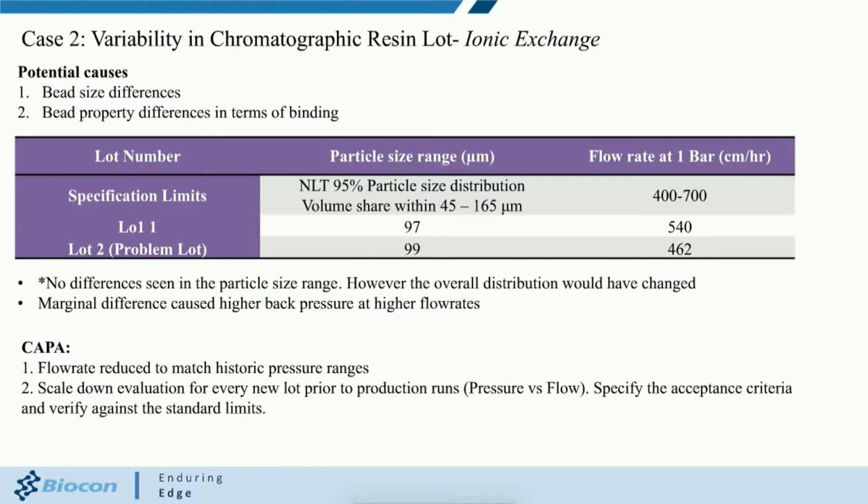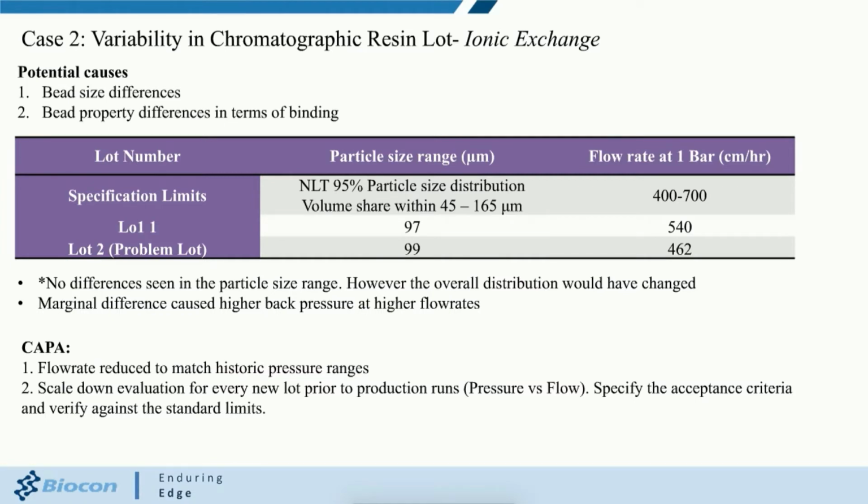When we looked at the certificate of analysis, all the tests specified by the supplier are met. Therefore, no specific issue was found in the COA. But the difference we saw is that there is a flow rate limit for the resin, 400 to 700 centimeters per hour at 1 bar pressure. So we have to get that much flow rate when you set the flow at 1 bar. The old lot used to give 540 centimeters per hour, while the new lot gave only 462 centimeters per hour. Both 540 and 462 pass, but 462 is on the lower side.